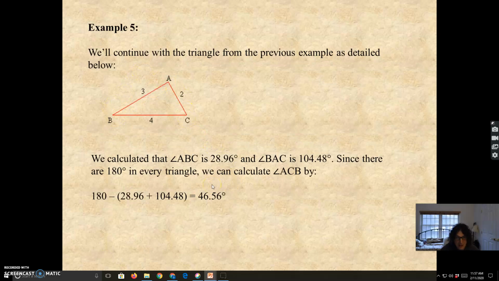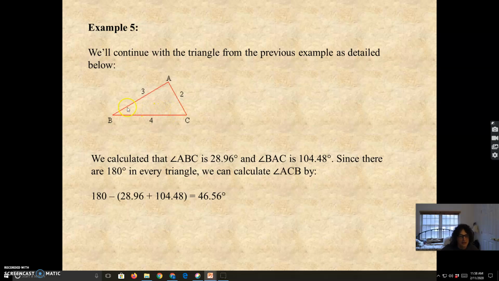We'll continue with the triangle from the previous example, and there it is. We calculated angle ABC is 28.96 degrees because it's opposite the smallest side, so it's the smallest angle. And we calculated angle BAC is going to be the largest angle at 104.48 degrees because it's opposite the largest side. Since there are 180 degrees in every triangle, we can calculate the last angle, angle ACB, by simply doing 180 minus these other two, to get 46.56 degrees. And it makes sense because this is going to be the middle side and this is going to be the middle angle. It's not the largest and not the smallest.